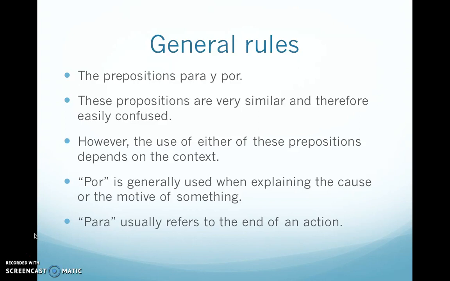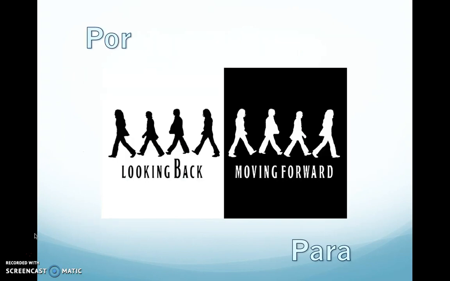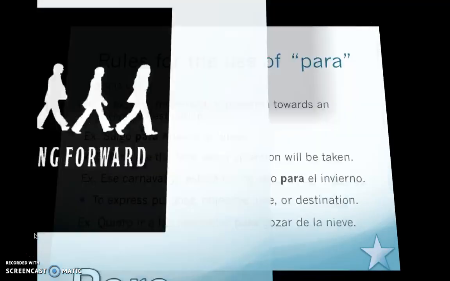A simple trick to remember the use of these prepositions is para looks ahead and por looks back. What I mean is, para will be used when something is going to be done in the future, and por is used when something was done beforehand. Let's start off with para.